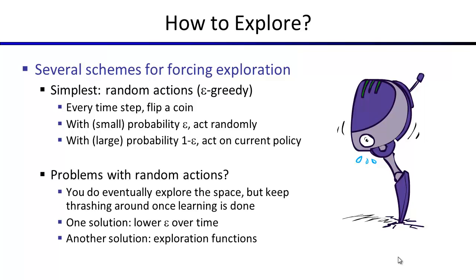This says every time step with some probability, epsilon, take a random action. With a much larger probability, 1 minus epsilon, follow your current policy. This says your robot should do its thing, but occasionally just like jump off the cliff for kicks, right? Is this good? Well, you don't spend all your time exploring, so that's good. But on the other hand, when you do explore, it's kind of unfocused. So there's problems with this. You eventually explore, but even once you're exploring, you keep thrashing around.